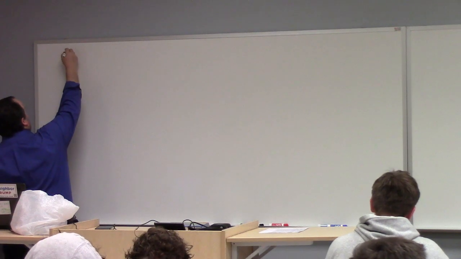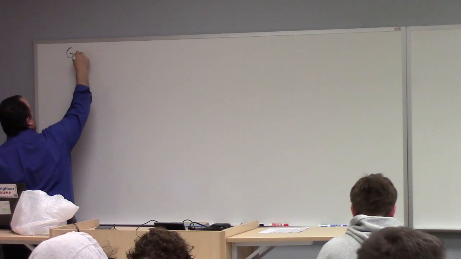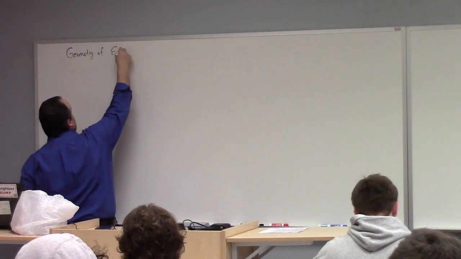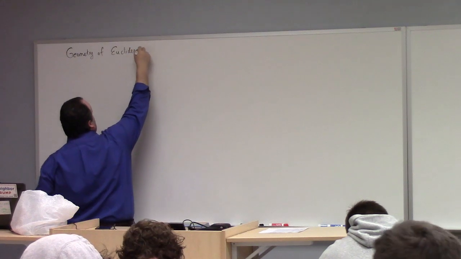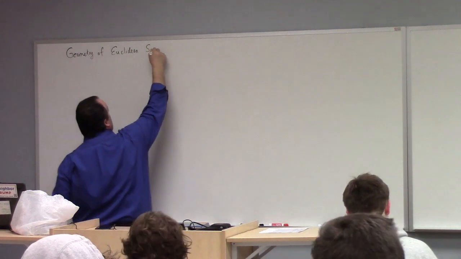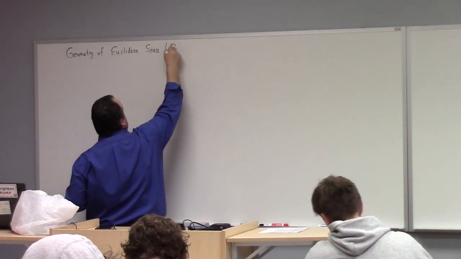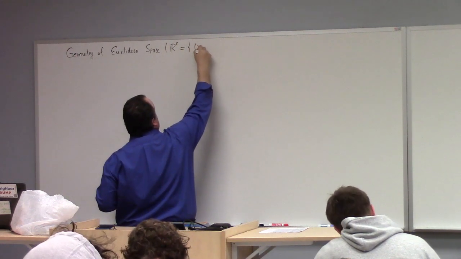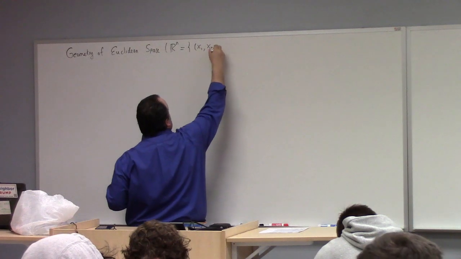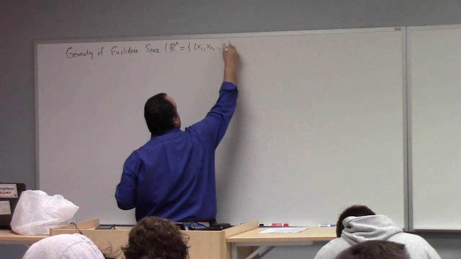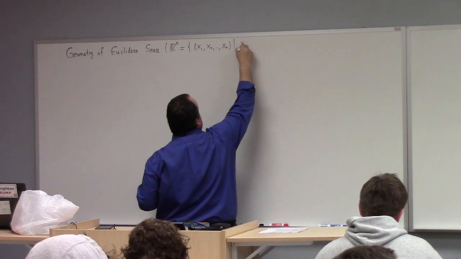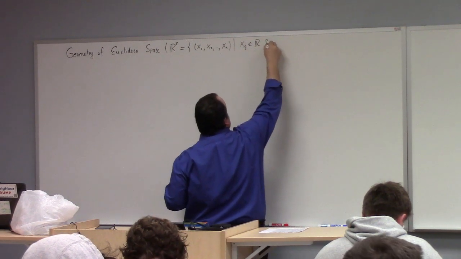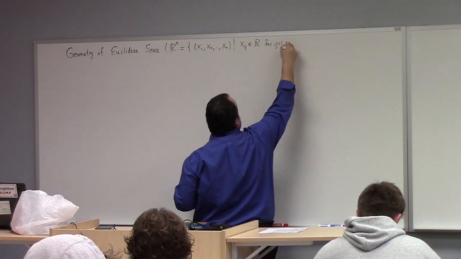So I just want to talk about the geometry of Euclidean space. And what I mean by Euclidean space is simply Rn. So Rn, we've been working with this a little bit. It's a set of n-tuples, right? x1, x2, ..., xn, such that the xj are real numbers for j equals 1, 2, ..., n, right?